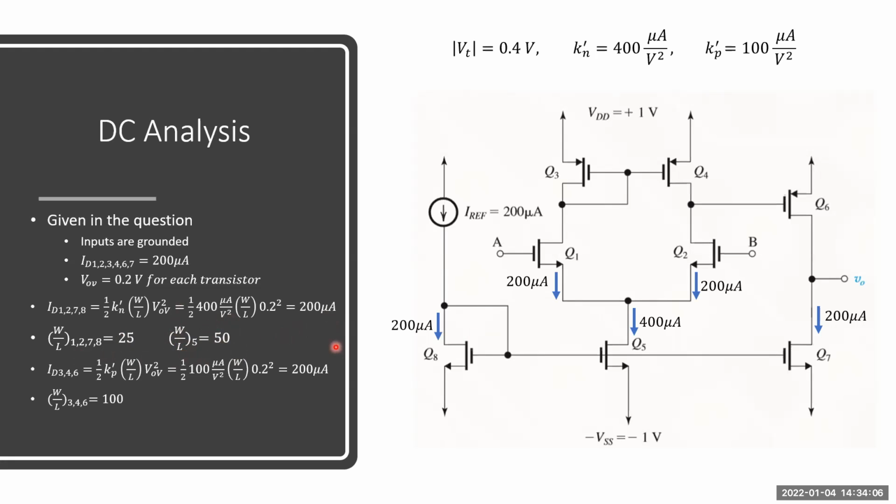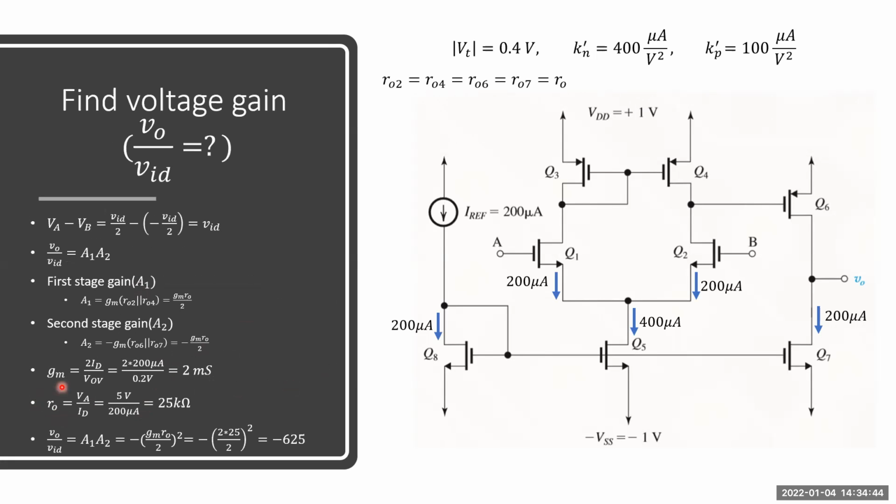Okay. We are done with NMOS transistors. What about the PMOS transistors' W over L ratio? Q3, Q4, and Q6 are the PMOS transistors, and all these transistors conduct 200 microamp. And Kp prime is 100 here, V overdrive is 0.2 volt. Then the only unknown variable is the W over L ratio. From this formula, the W over L ratio is calculated as 100. Okay.